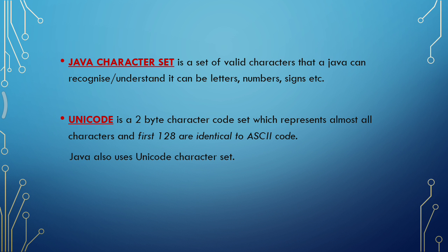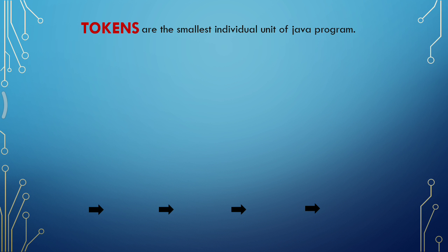The next thing is Unicode. Unicode is a 2 byte character code which has almost all the characters which ASCII values have. ASCII is American Standard Code for Information Interchange. So Java also uses the Unicode character set, which is a 2 byte character code which represents almost all the characters. After that, next comes tokens.